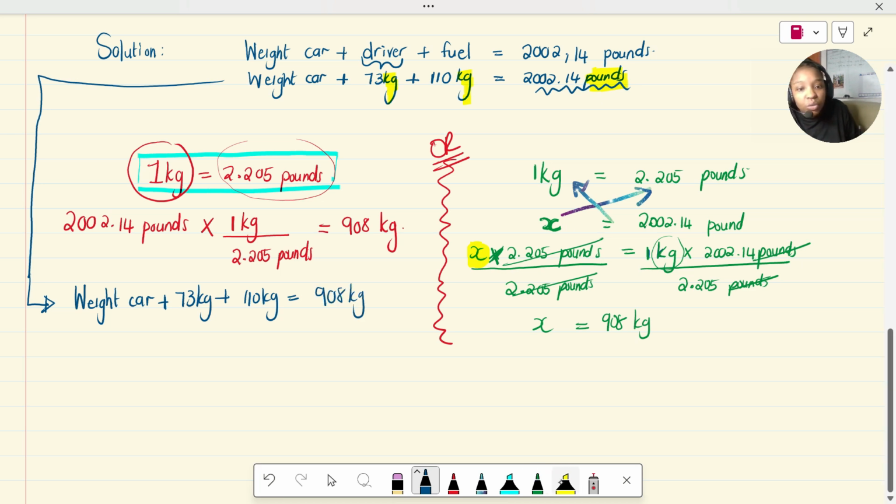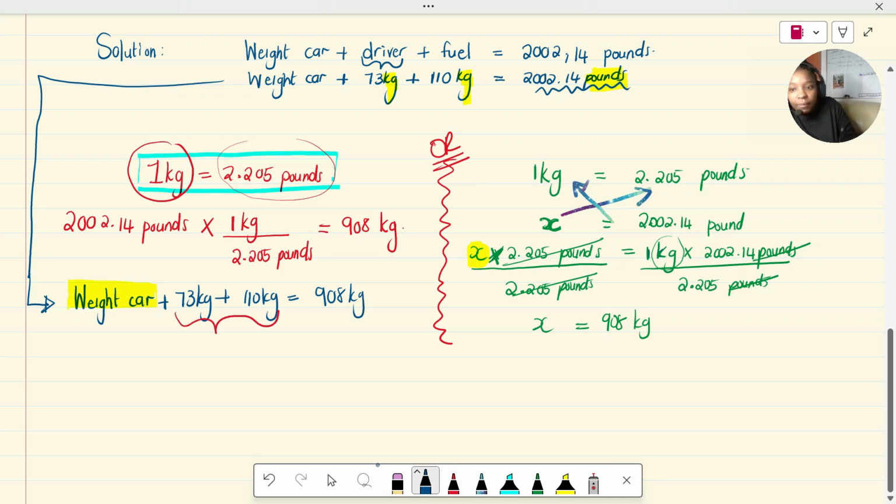And all that we need to do, remember, we're just trying to determine the weight of the car, right? So we're trying to isolate the weight of the car. We want the weight of the car to be on its own on the left hand side. That's what we're trying to solve for. Okay, so what do we need to do? Let's just simplify the left hand side.